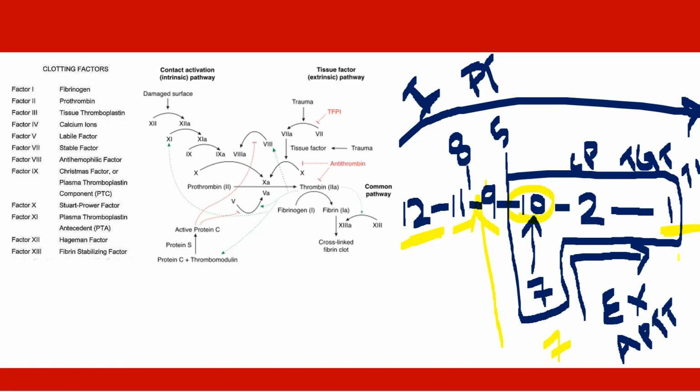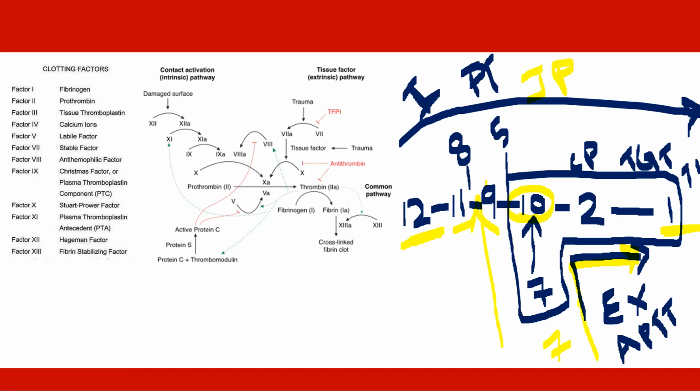Now, this is your extrinsic pathway. 7, 10, 2, 1 is the extrinsic pathway, whereas 12, 11, 8, 5, 10, 2, 1 is the intrinsic pathway. The upper one is the intrinsic pathway. You can see a gun shape here. This gun shape is extrinsic and this top one is the intrinsic pathway.